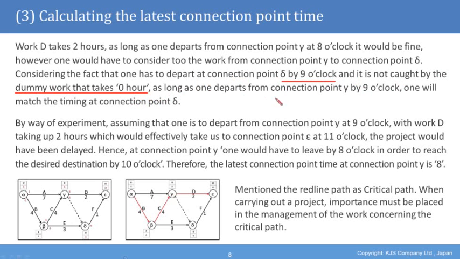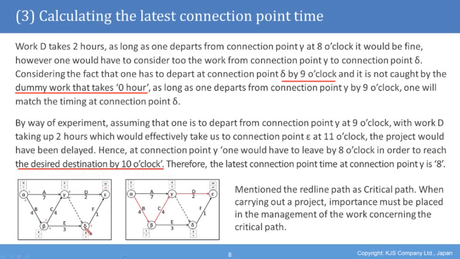As long as one departs from connection point gamma by 9 o'clock, one will match the timing at connection point delta. By way of experiment, assuming that one is to depart from connection point gamma at 9 o'clock, with work D taking up 2 hours, which would effectively take us to connection point epsilon at 11 o'clock, that's 1 hour later, the project would have been delayed. Hence, at connection point gamma, one would have to leave by 8 o'clock in order to reach the desired destination by 10 o'clock. And so this is working backwards now.